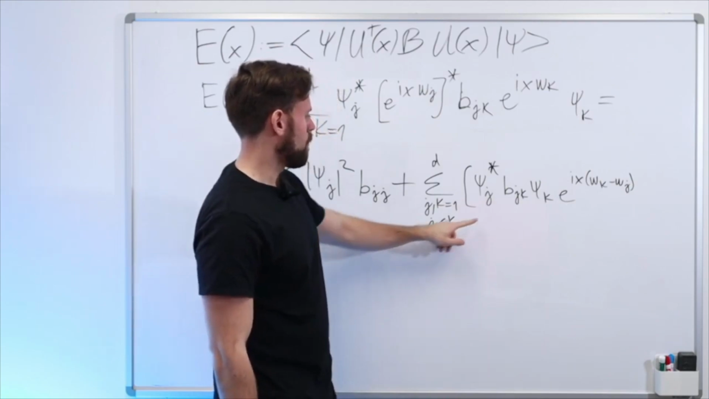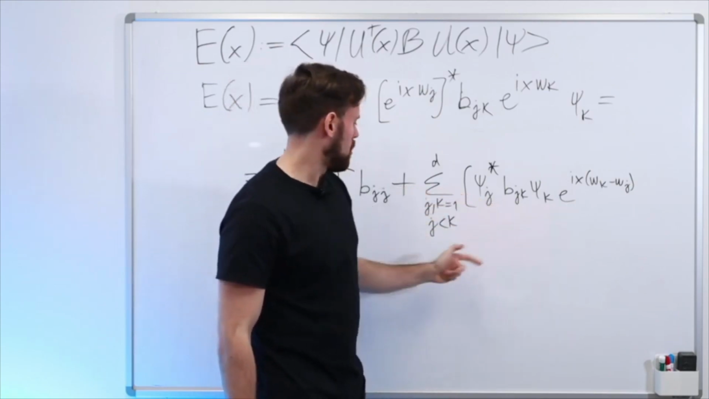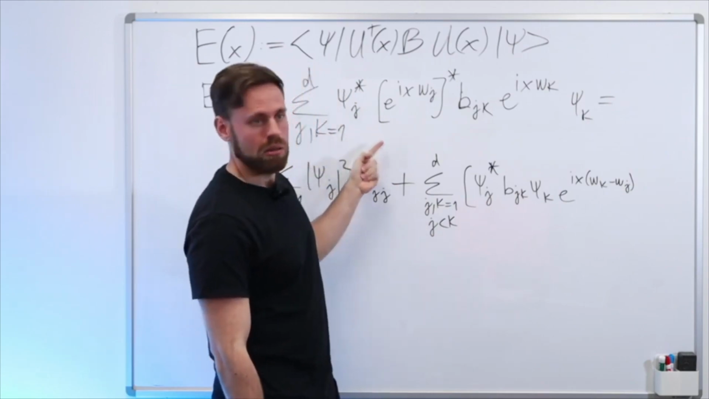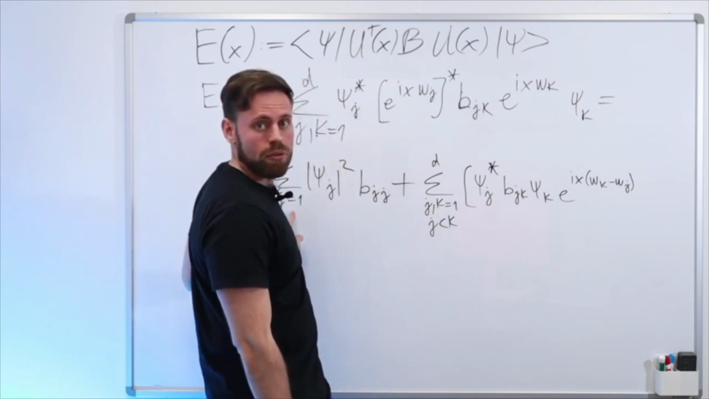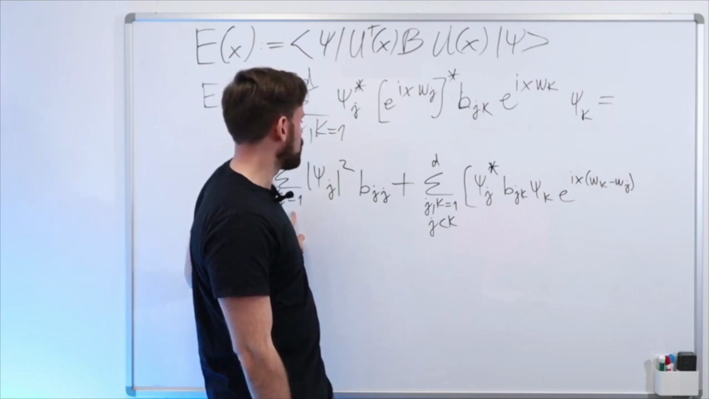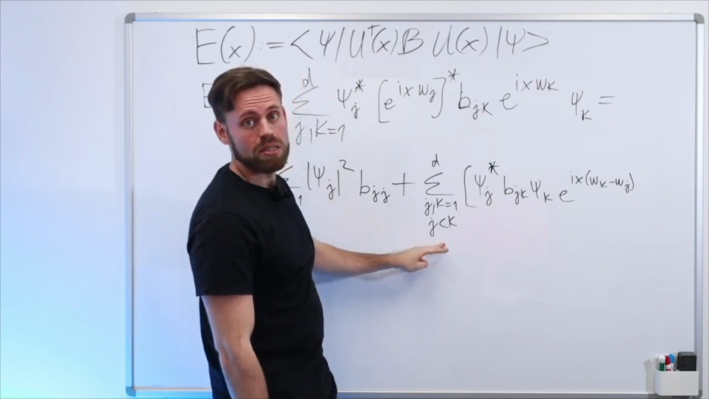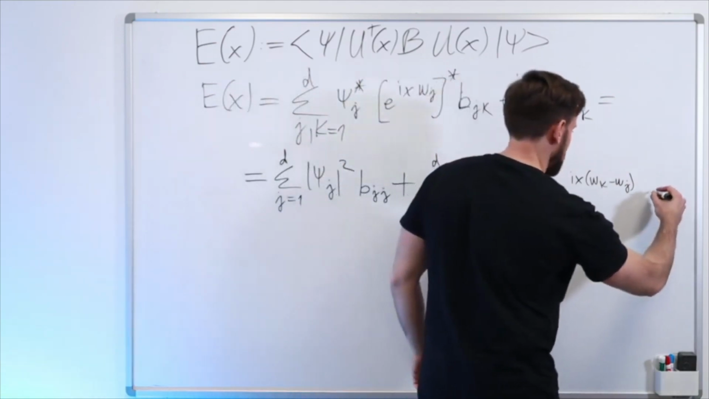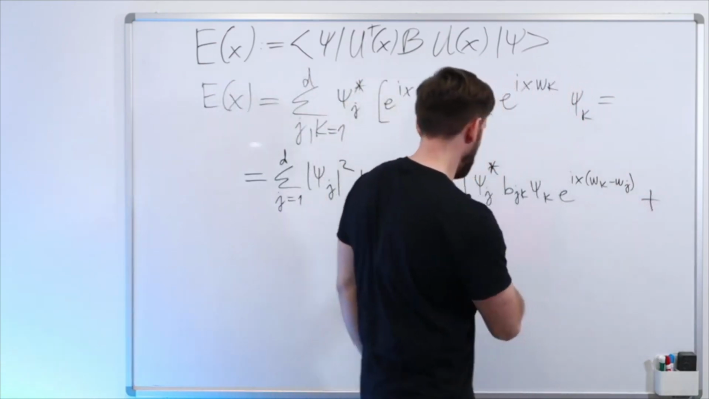So as mentioned, we've just written up the j is smaller than k terms from the sum here. We have also written up the j is equal to k terms. What remain are the j is bigger than k terms. So we will have a sum here within the sum.